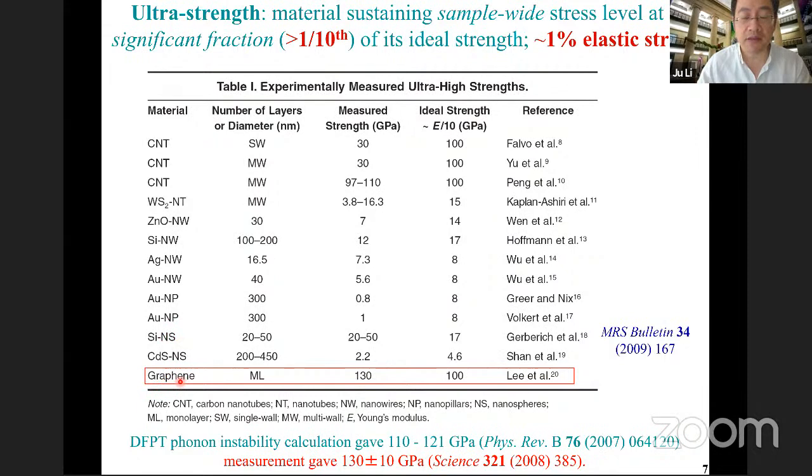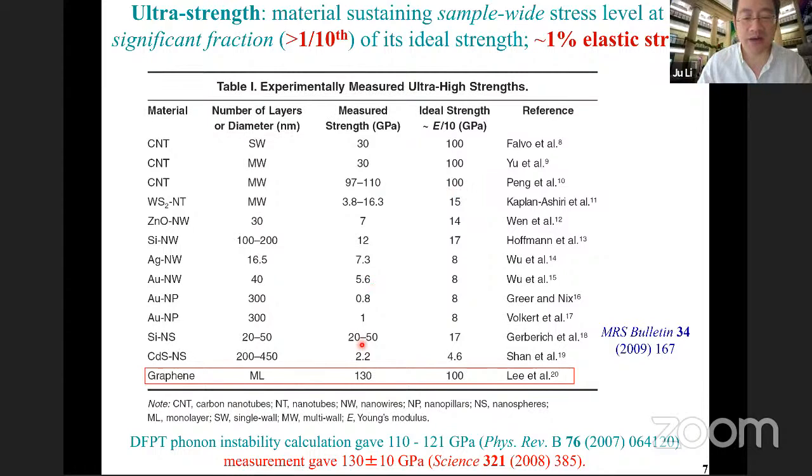So this column is the theoretical number. You can do a density functional theory calculation, and roughly you get 1/10 of the Young's modulus. So for carbon nanotube it is 100 gigapascal. These are the numbers you get either by this rule of thumb or from DFT calculation. This column, from about 10 years ago, was the experimental numbers. And you see that you get a significant fraction of the ideal strength, or sometimes even exceeding the theoretical ideal strength.